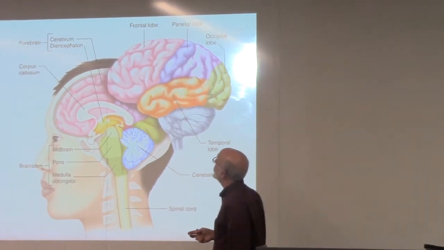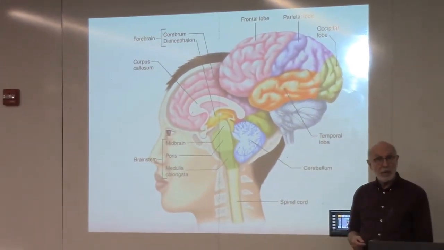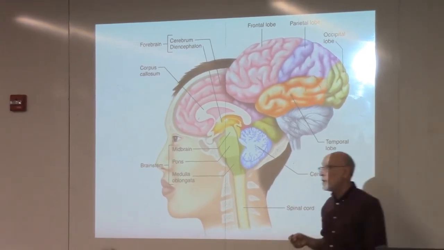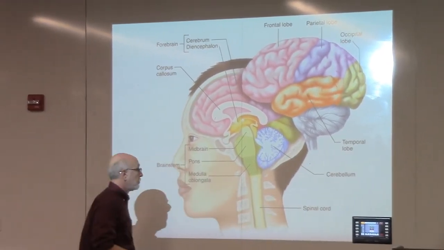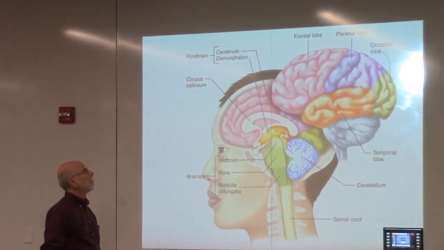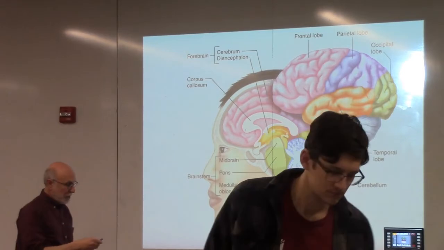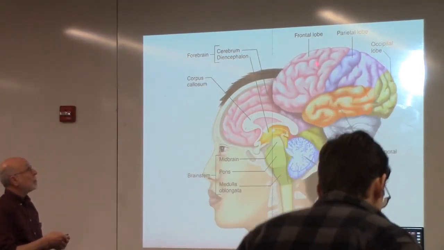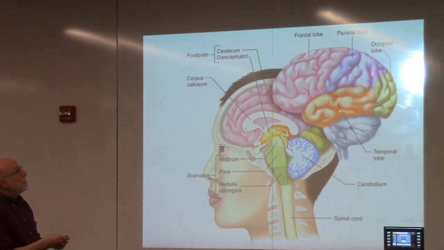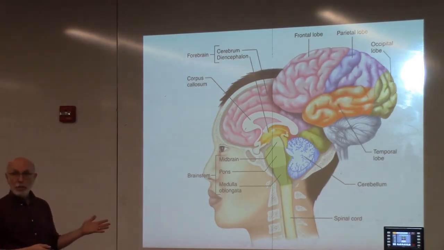So here's a cartoon from your textbook that colorizes the different parts of the brain. We're going to focus on brain neuroanatomy. So we have different lobes: frontal lobe, parietal lobe, occipital lobe, and temporal lobe. This is a sagittal superficial view, looking at the brain from the side.